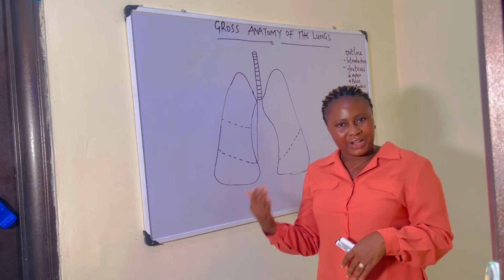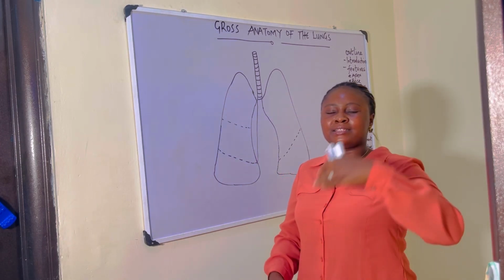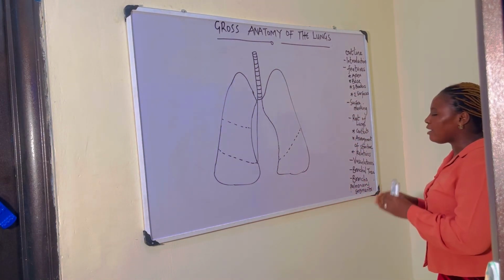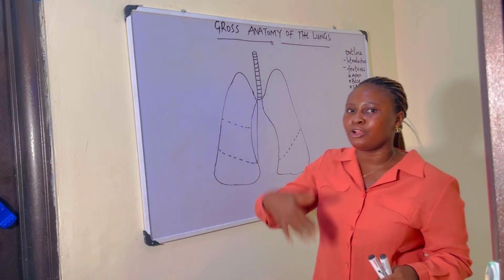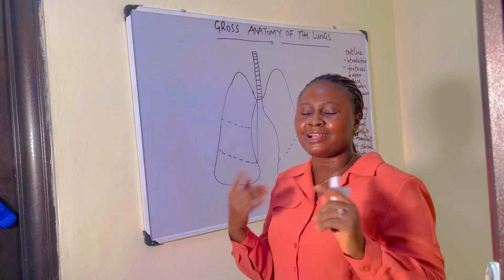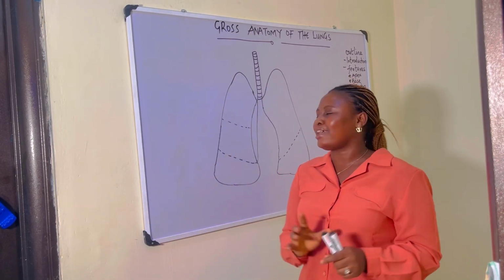Then we'll talk about the vasculature, that's their nerve supply, their lymph drainage, the arterial supply and all. We're going to talk about the bronchial tree that enters into the lungs, right? And then we're going to talk about the bronchopulmonary segment and the clinical correlates. So stay tuned to the end of this class.